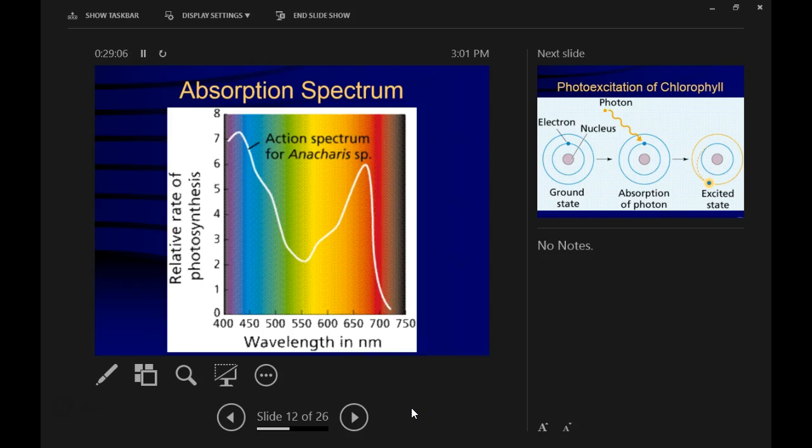But you'll notice that because of the other pigments, if we didn't have any other pigments, this would probably just go like this. We would have nothing here. But because of the other pigments, this plant can actually photosynthesize in these middle wavelengths, something that it wouldn't be able to do with just chlorophyll A. So those accessory pigments allow the plant to use all the wavelengths of light in the visible spectrum. All right. Any questions on those different pigments?